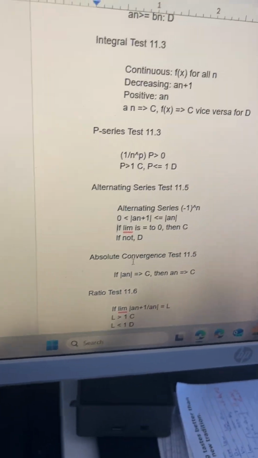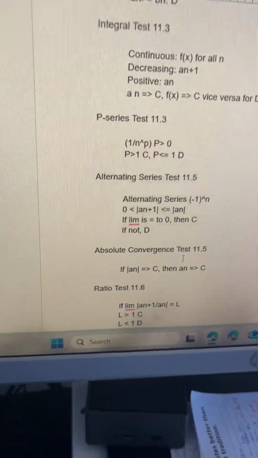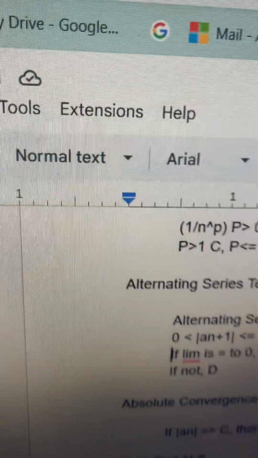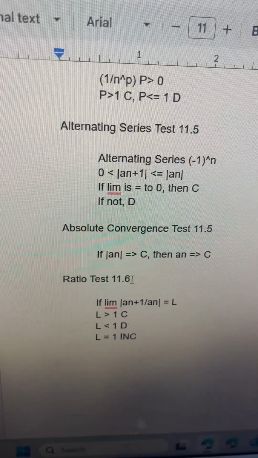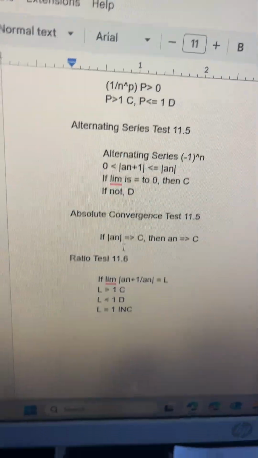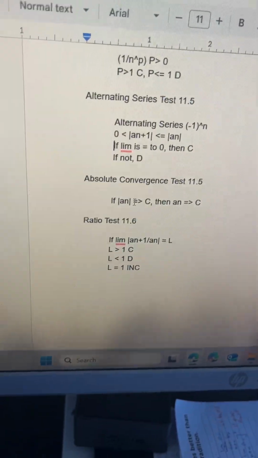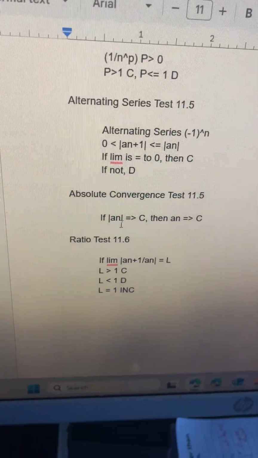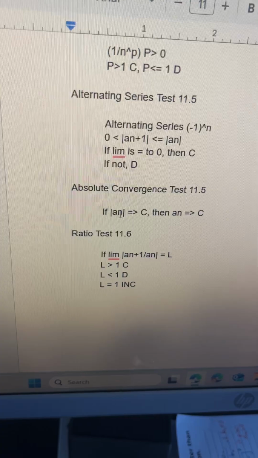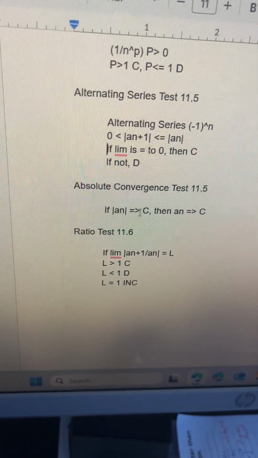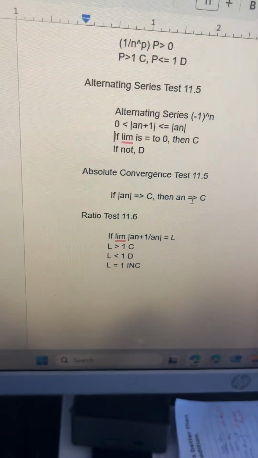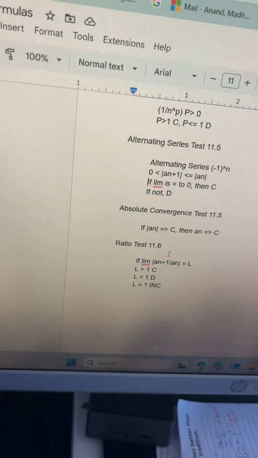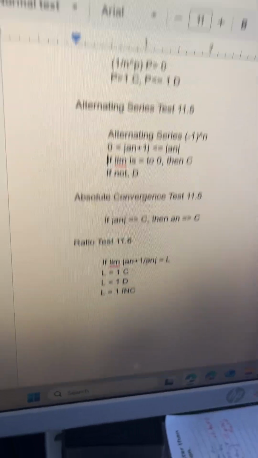And then we have the absolute convergence test. So the absolute convergence test is basically just putting the given equation an into absolute value, and if that's convergent, then the an itself without the absolute value will be convergent, not value, the equation.